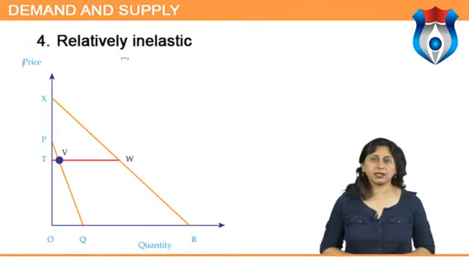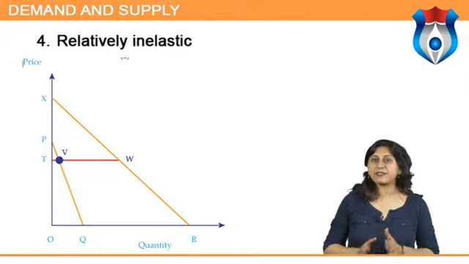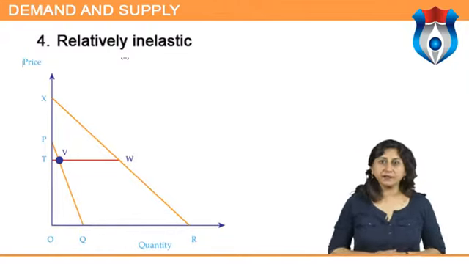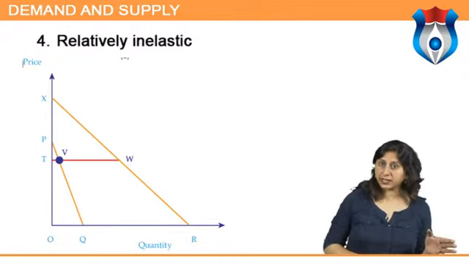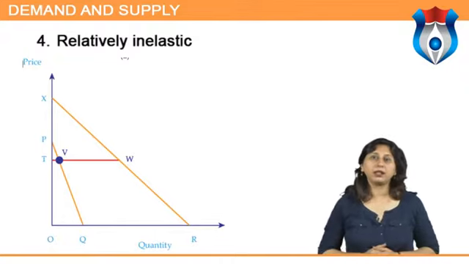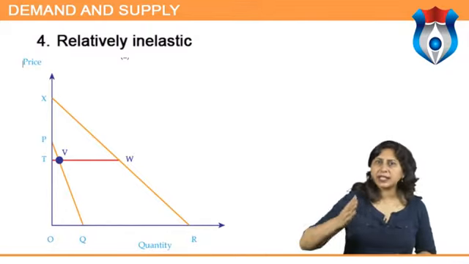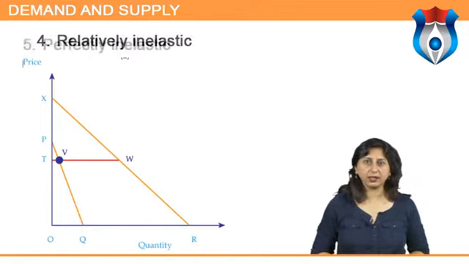Relatively inelastic. The fourth category is relatively inelastic, in which the coefficient of elasticity falls in the range E is greater than 0 and less than 1. With relatively inelastic demand, relatively large changes in price cause relatively small changes in quantity.